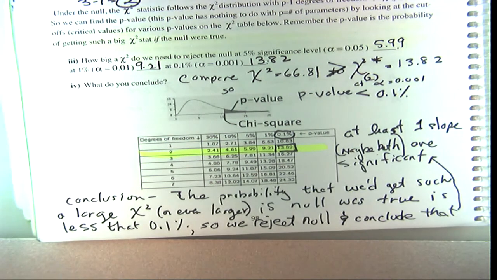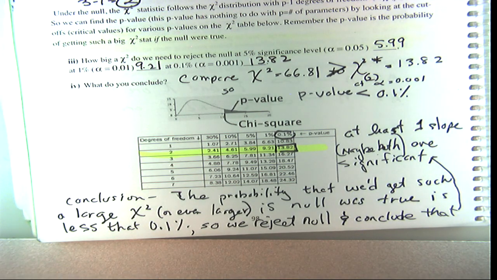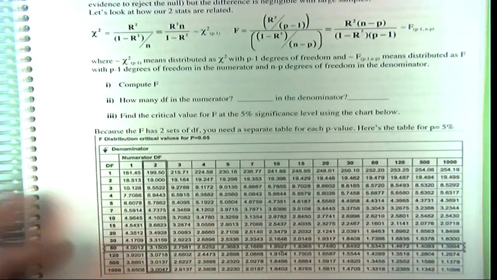Does that make sense to everybody? It's just what we always do. Okay, so now what should we do? Now, let's just do the same exact thing using an F-test, and you can see the difference. Any questions so far? All right. So now our F-test is what?